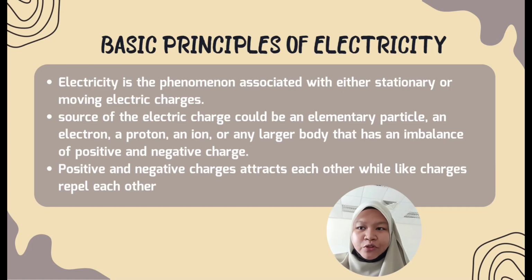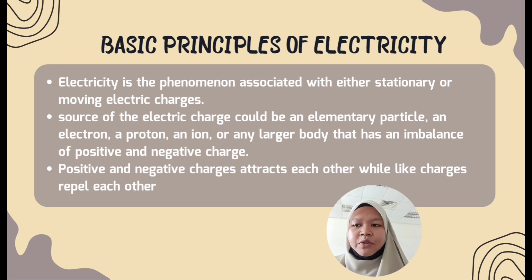For the next part, I want to talk about the basic principle of electricity. Electricity is the phenomenon associated with either stationary or moving electric charges. The source of the electric charge could be an elementary particle, an electron which has a negative charge, a proton which has a positive charge, an ion or any larger body that has an imbalance of positive and negative charge. Positive and negative charges attract each other. As an example, protons are attracted to electrons, while like charges repel each other. As an example, protons repel other protons and electrons repel other electrons.